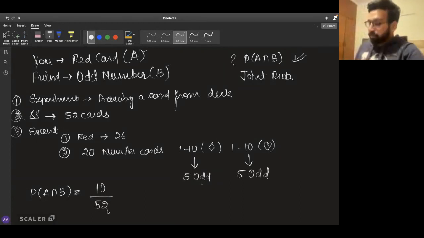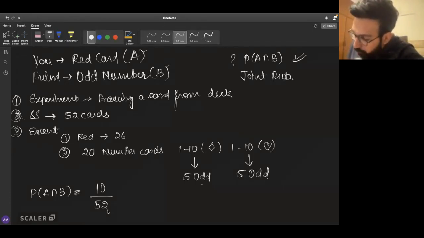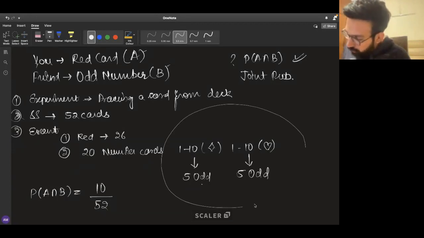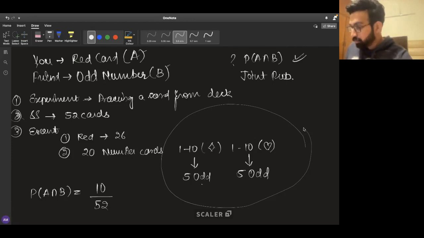Any doubts here? So what were the possibilities of the first use case? 26. What is the probability of the second use case? There we had 20 numbered cards, right? And out of how many of them are both red and odd? So we had our 10 cards which are both red and odd.